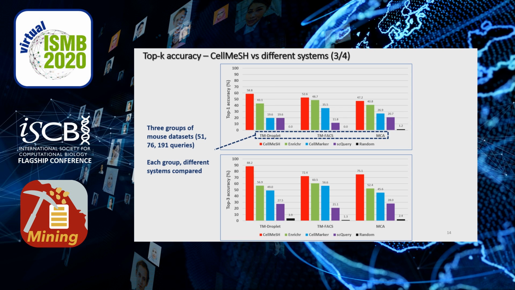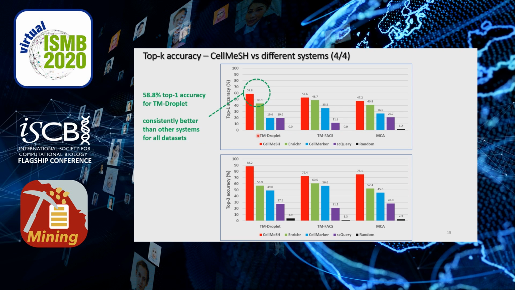compared. For example, in the Tabula Muris droplet dataset, CellMeSH achieves about 60% top 1 accuracy. This means among 60% of the queries, their top 1 retrieved results are actually correct. And CellMeSH is consistently better than other systems across different datasets. And this trend is similar for top 3 accuracy.